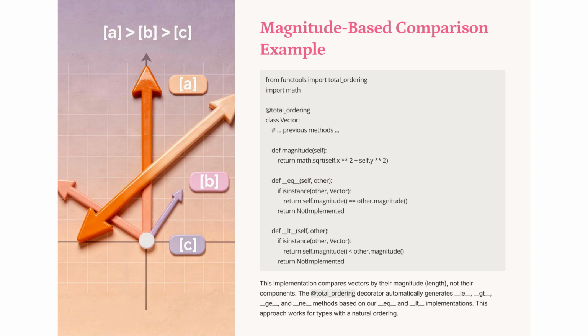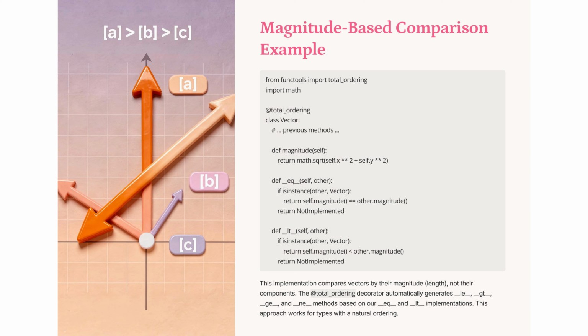In magnitude-based comparison, vectors are compared by their length using the magnitude method. The total_ordering decorator simplifies this by generating additional comparison methods from __eq__ and __lt__.